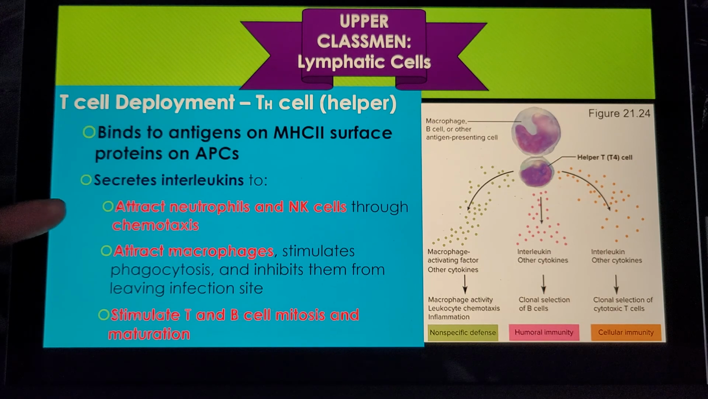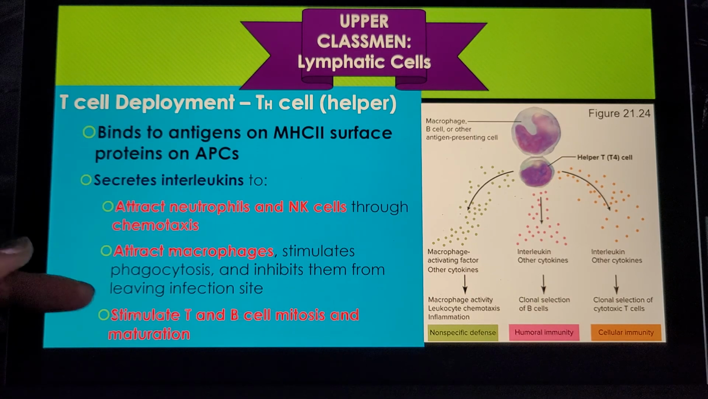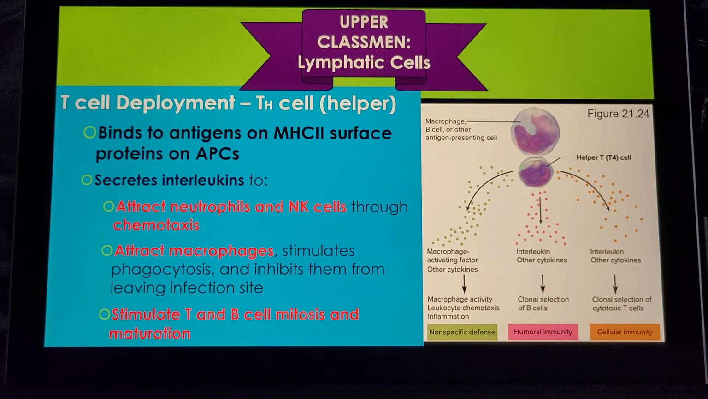So attracting neutrophils and natural killer cells using chemotaxis. We'll talk about that later. Attracting our macrophages to come in and eat stuff. And stimulate our T and B cells to go through mitosis. So going through the ability to have a bunch of clone army against that specific pathogen and get them to be fully mature cells to do the job that they are there to do.